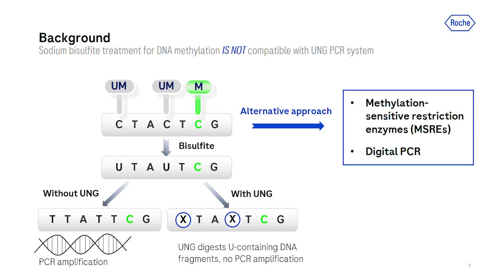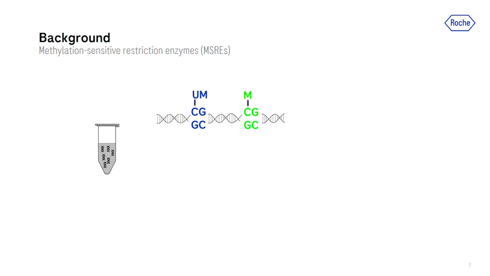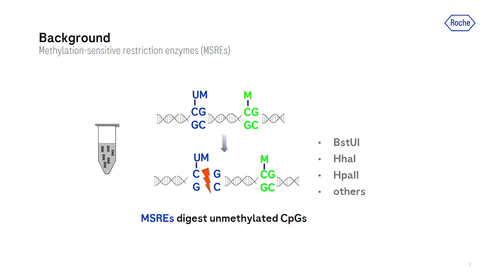An alternative efficient approach is to use methylation-sensitive restriction enzymes, MSREs, to analyze the methylation status of cytosine residues in CpG sequences. These restriction enzymes are not able to cleave methylated cytosine residues, leaving methylated DNA intact. There are different MSREs, such as BstUI and HhaI, that can specifically cleave unmethylated CpG dinucleotides, resulting in the preservation of methylated DNA fragments.